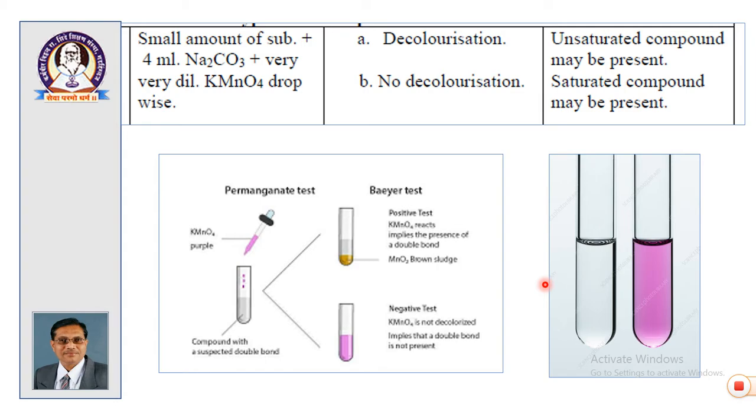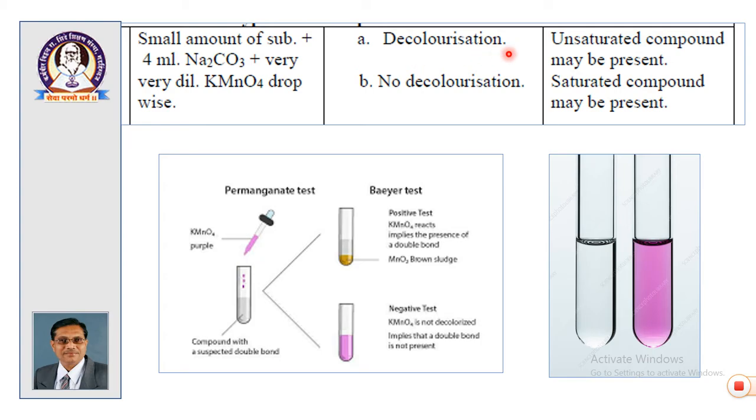Then in the preliminary tests there is a test for unsaturation. You remember well, these tests are very important because these are consistently important for your higher studies also. These are the basic tests. Small amount of the substance plus 4 ml sodium carbonate plus very dilute, very dilute is very important because you work with a very small amount, dilute KMnO4 dropwise. In this case you get two observations. Of course, these are preliminary tests. The first observation is decolorization.